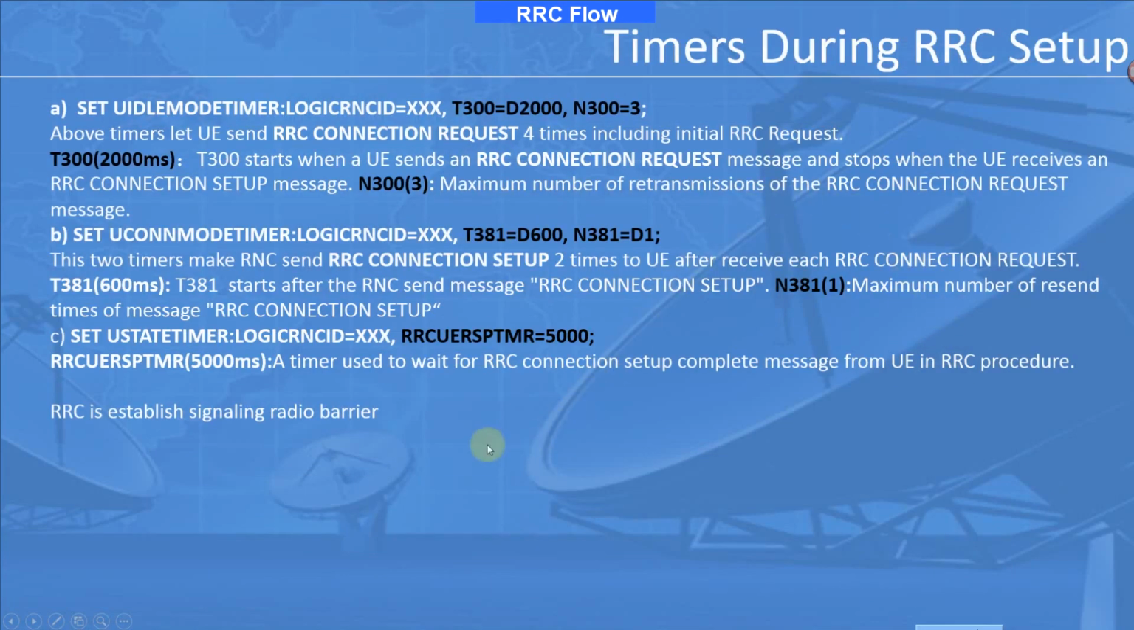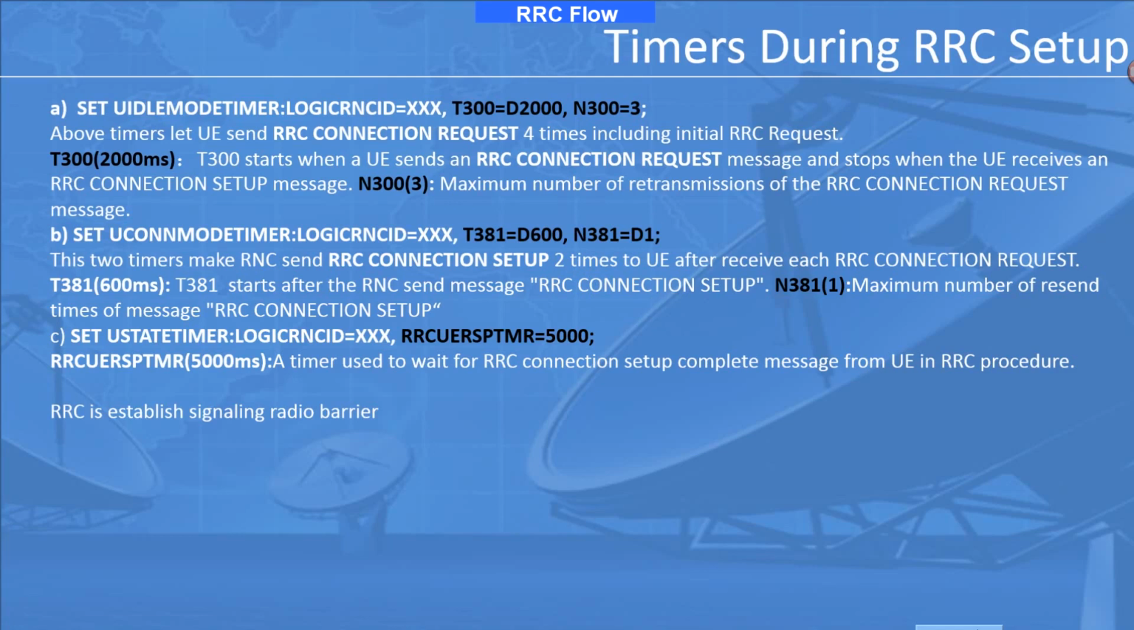Here are the timers during RRC setup. First timer T300. Based on this timer and retransmission time, UE may generate 4 times RRC request. Second timer is T381, which equals 600, and retransmission time N381. Based on this timer and retransmission time, RRC generates 2 times RRC setup message to UE.